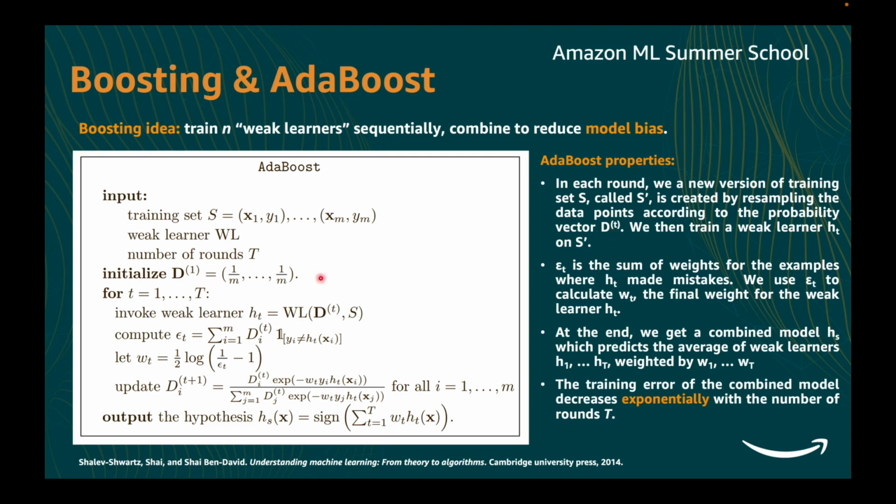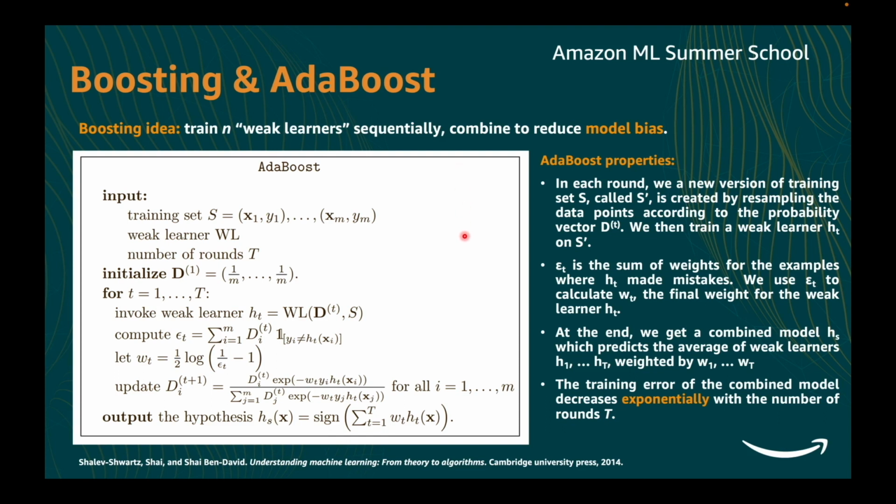So D of t to start with is a uniform vector. Suppose there are 5 data points, it will be 1 by 5, 1 by 5, 1 by 5, 1 by 5, and you are going to resample, or basically create a new data set of 5 data points by resampling each data point based on this probability.